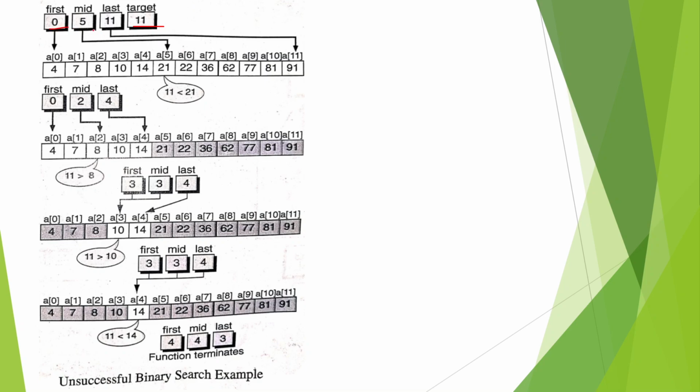Initially, first is 0, last is obviously 11, and based on that, 11 plus 0 by 2 we calculated 5.5, so 5 only we take, so mid became 5. So compare the list of mid. What is list of mid? List of 5, that is nothing but 21. This is list of 5, and this is the target, 11. Clearly you can see that the target is smaller than 21.